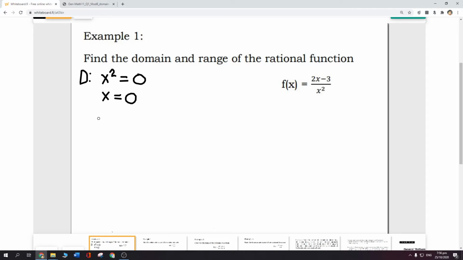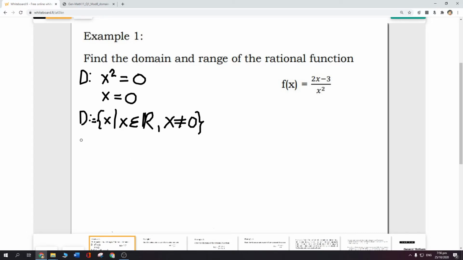Therefore, our domain D is equal to x such that x is an element of real numbers where x is not equal to 0. That means we can have any real number for x except 0 because it will make the function undefined.